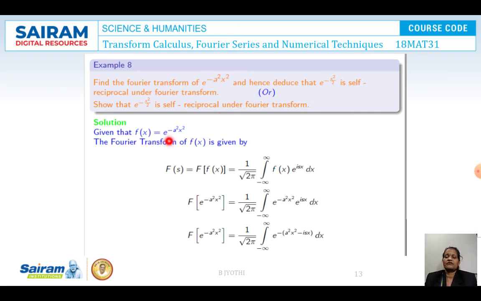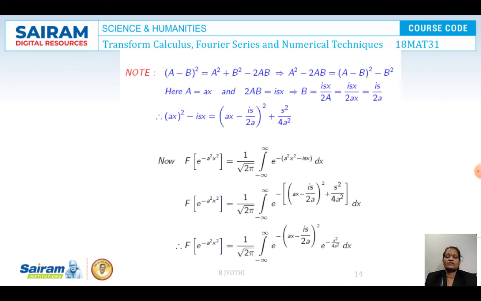Consider f of x as e power minus a square x square. The Fourier transform is given by 1 upon root 2 pi into the integral from minus infinity to plus infinity of f of x times e power isx. Substitute this function, and since the bases are the same, the powers get added. Then we will do the integration. Before that, we have the formula, which you can recollect: F of e to the power of minus a square x square is equal to 1 upon root 2 pi into this.